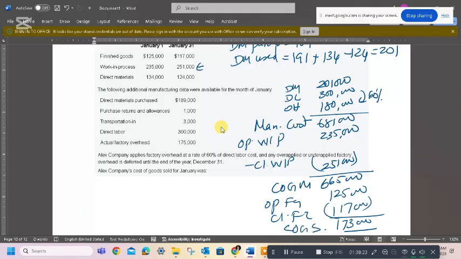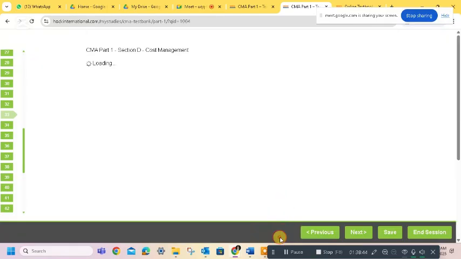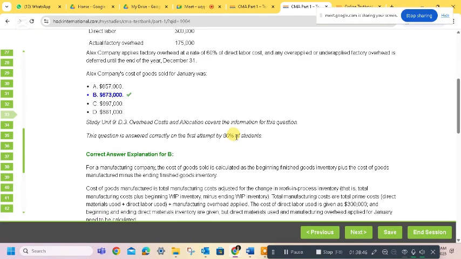Don't worry about this actual overhead because they say until December 31st they don't do underapplied, overapplied calculation. So we don't have to worry about this figure. Actual overhead is not needed. 173, sorry, how much did you get? 673. 673. No. Correct.